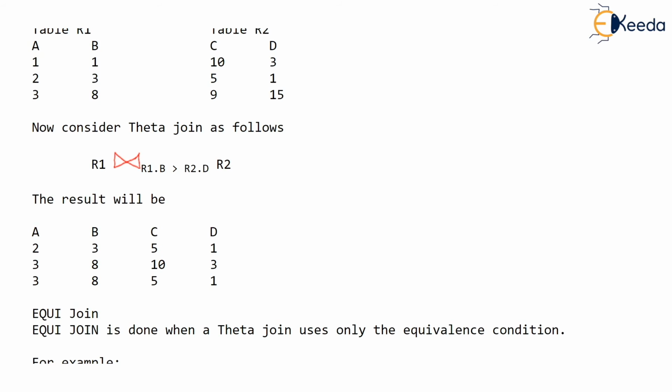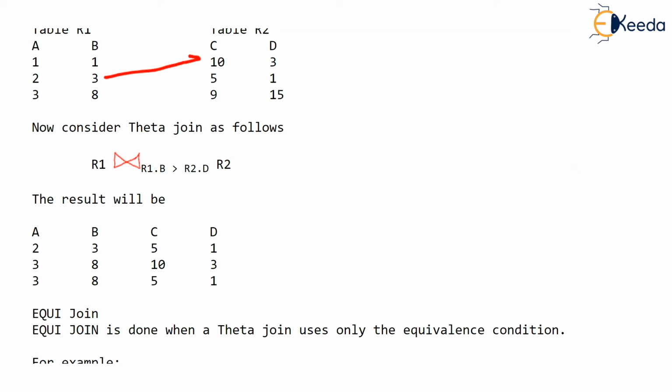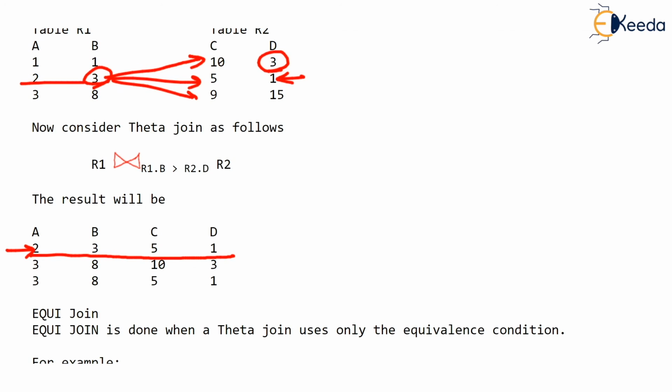As you all know, this row is joined with these three rows. And you have to check, is B greater than D, which is false here, 1 greater than 10. But 1 greater than 1 is also false, and 1 greater than 15 is also false. What will happen for the next row of R1? 2, 3 is joined with all these three rows, where 3 greater than 3 is false, 3 greater than 1 is true. So you can see that 2, 3, 5, 1 is the first result shown. I hope you are understanding. And 3 greater than 15 is also false.